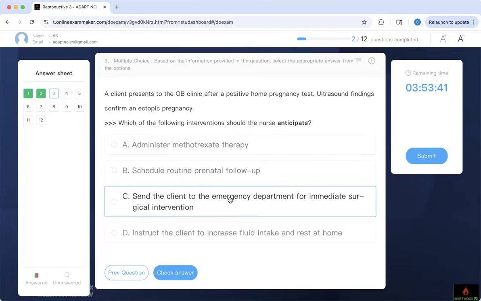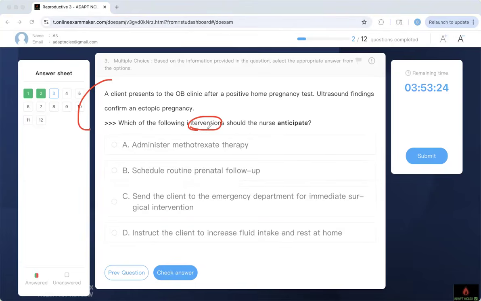What do you think? Analyze the keywords in the question, put it together, then figure out what you need to do. You pick your answer. This is a classic NCLEX question. When I say NCLEX is a safety question, this is it. Think about it. What intervention the nurse should anticipate, fine. The patient is pregnant, good, but we have ectopic pregnancy. That's all. That's what the question tells you.